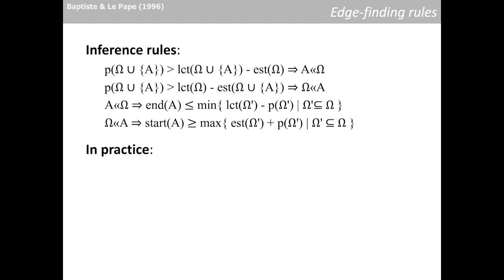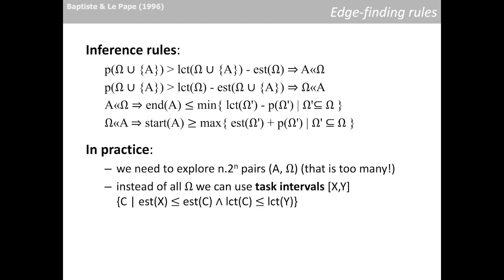If we implement this technique in a naive way, it means that we need to explore all these sets of omega and omega prime, so we will actually get an exponential algorithm, which is not what we want, because exponential time complexity can be done through search. But we don't need to explore all of these activities to achieve the same pruning. The nice thing is that we can explore just the task intervals defined by two activities, X and Y. And task intervals are basically all activities C, which are located between the start of X and the end of Y. And if we apply the above inference rule to task intervals only, we get exactly the same time pruning as if we apply it to every set omega. So we can achieve a time efficiency of n to the power of 3, and this is the frequently used approach to implement edge-finding rules.